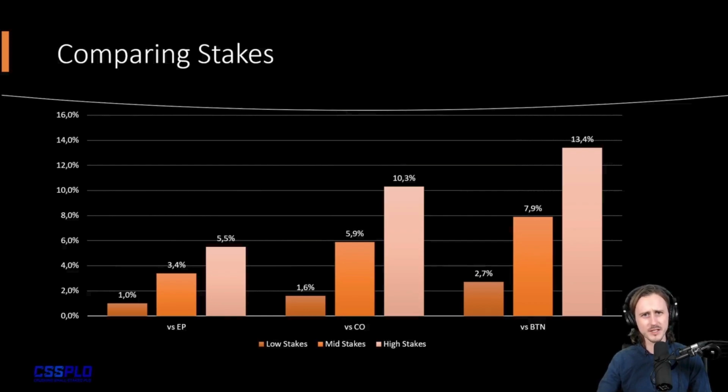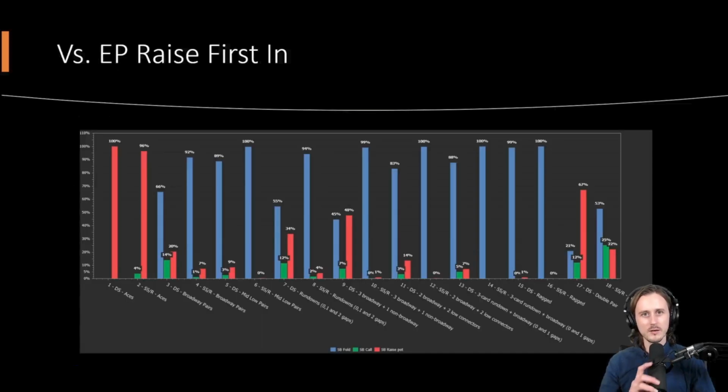If you play mid stakes, you should cold call different hands than if you play high stakes. And if you play low stakes, you should call different hands pre-flop than if you play mid stakes or high stakes again. So it's important to keep this in mind and to focus on this, because the differences are quite big, as you can see. Now in today's lesson, we're going to look into versus early position, raise first in. And later, we're going to look into versus button, raise first in, when we are sitting in the small blind.